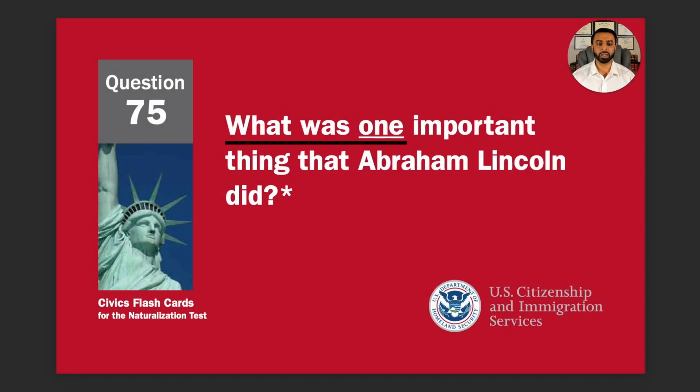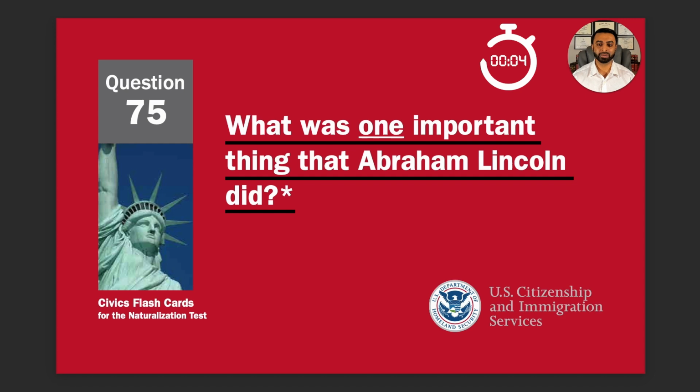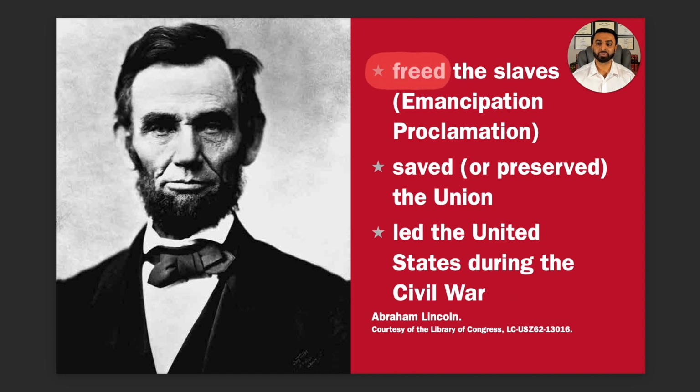What was one important thing that Abraham Lincoln did? Abraham Lincoln freed the slaves, also called the Emancipation Proclamation. Abraham Lincoln saved or preserved the Union, and he led the United States during the Civil War.